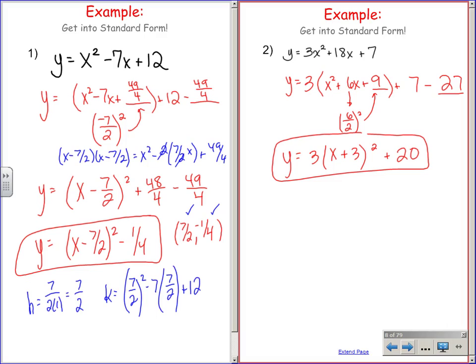Complete the square. Easy for some, hard for most. But if we master it, it's a piece of cake. A piece of cheesecake. See you guys later.